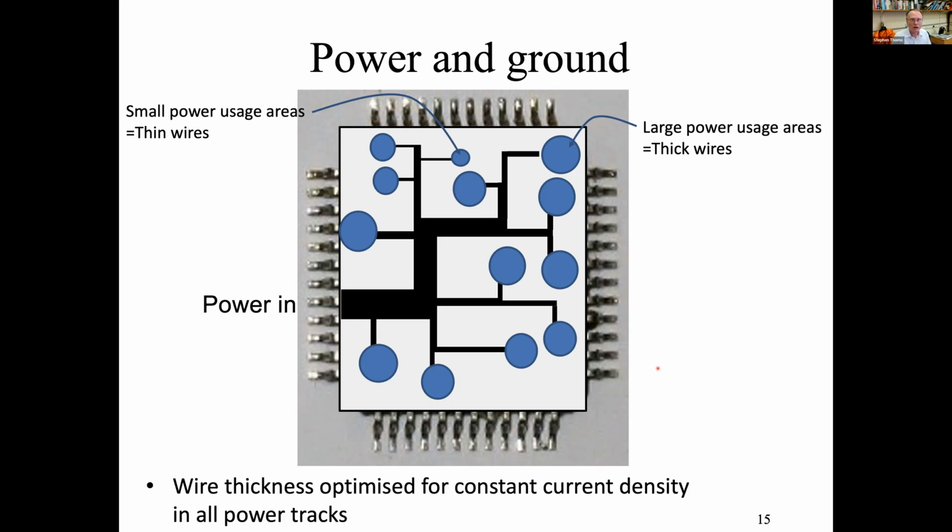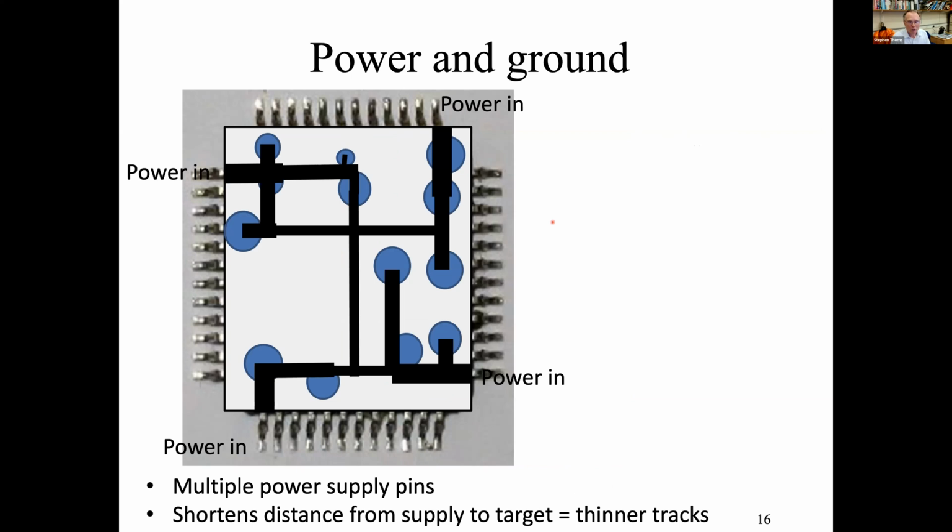So you could then have something like this, where you've got your power in a nice big thick wire, because all the power is going through here. Of course, as you move towards the end of the distribution, you get thinner and thinner because you're using less power. And so essentially you're optimizing the wire thickness and the width of the wires for constant current density in all the tracks. So that's one way of doing it.